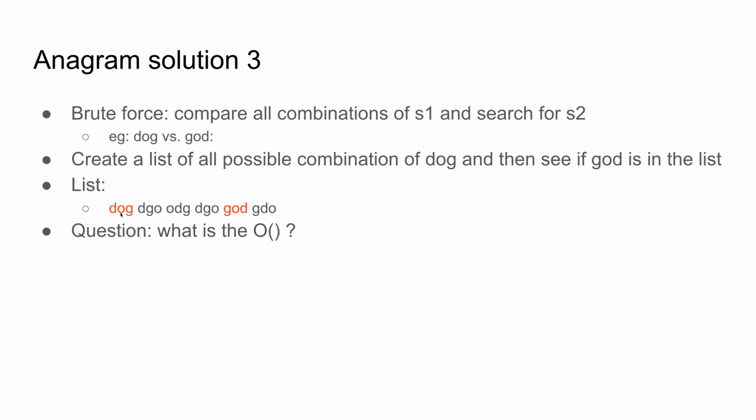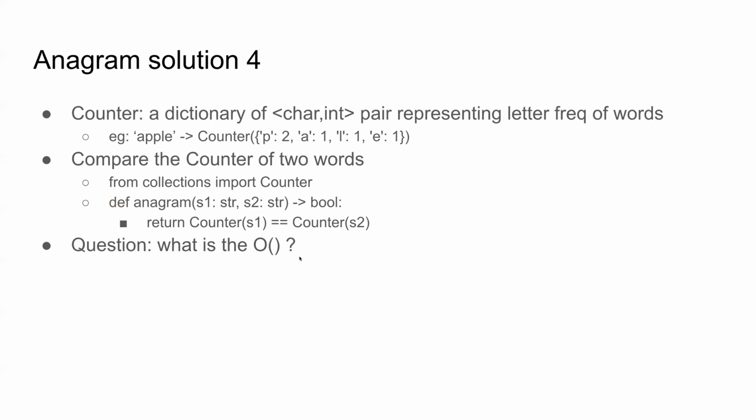So the first position is free. Nobody has selected anything yet, so you have three different letters to select from. Once you fix one letter, for the second position you only have two letters left. And once you fix the first and second, for the third one you only have one letter left. So it's 3 times 2 times 1, which is 3 factorial. So this algorithm is O of n factorial, which is really big, very bad. Don't do that.